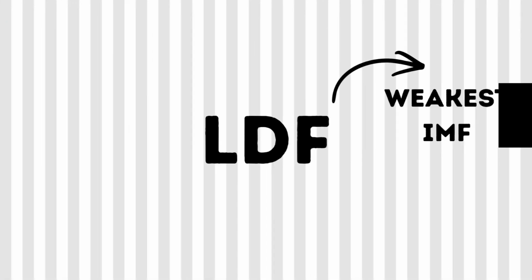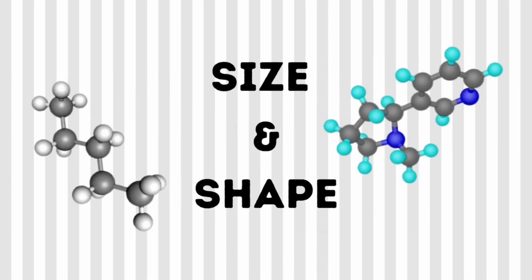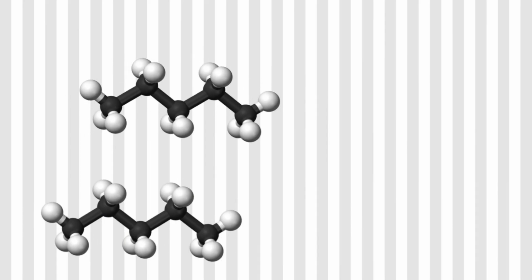So, to wrap everything up, London dispersion forces might be the weakest of the intermolecular forces, but they are everywhere. Every single molecule has them, whether they are polar or not. As we've seen, it really comes down to two main things: how big the molecule is and what shape it's in. We saw that as atoms get larger, their electron clouds get much easier to shift. Fluorine stays a gas, but iodine has enough stickiness to be a solid at room temperature.